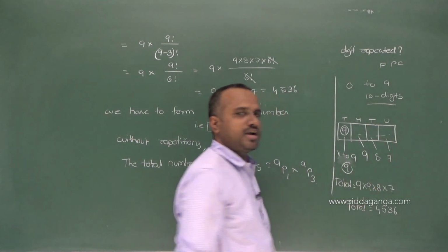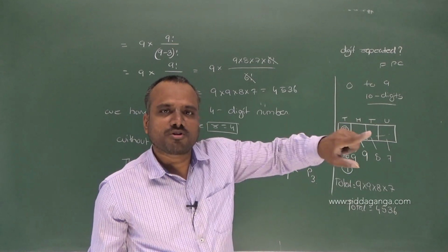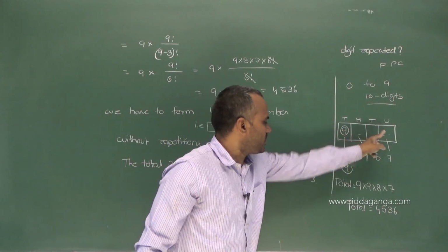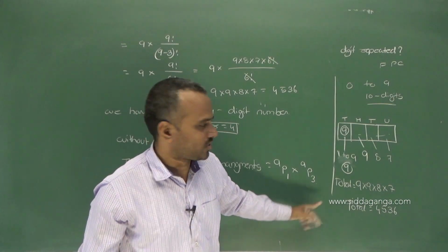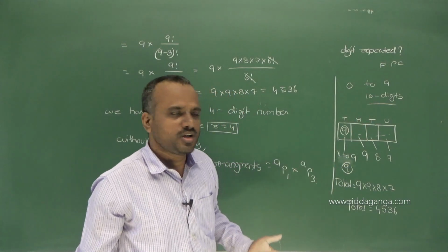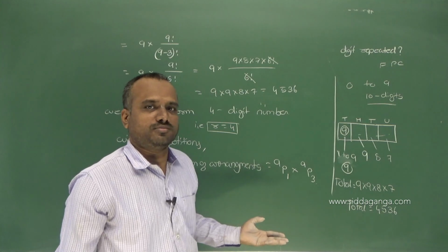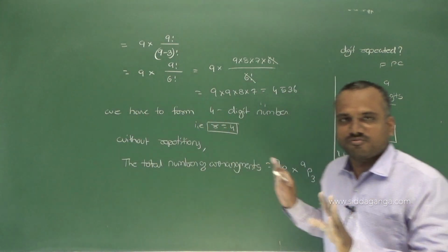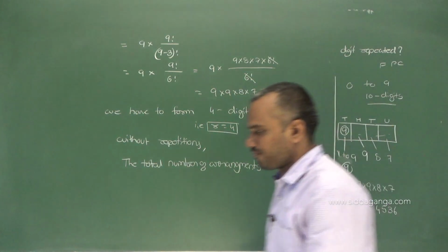In the remaining 3 boxes, I can insert 0. So again the total number of digits is 9, taken 3 at a time, 9P3. Use the fundamental principle of counting or else use permutation. Understand? See this problem very carefully. Next problem.